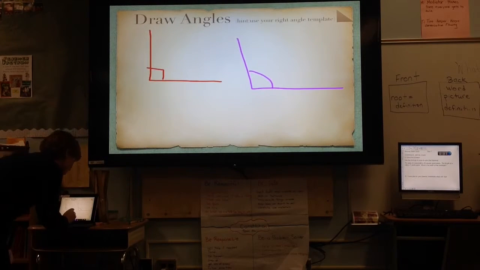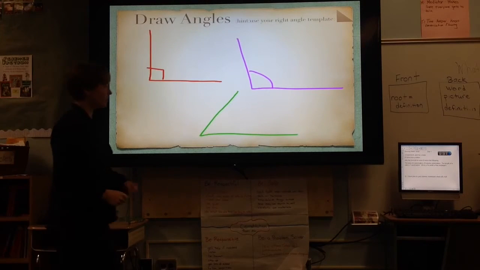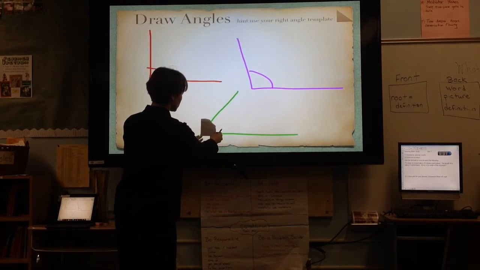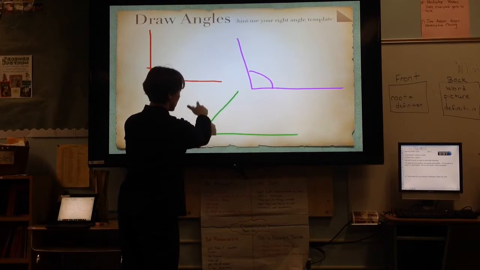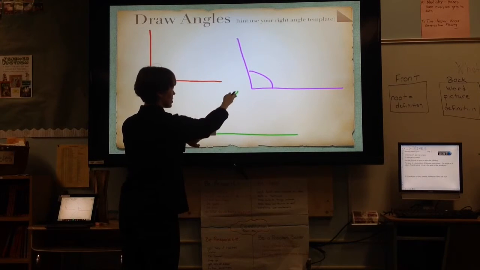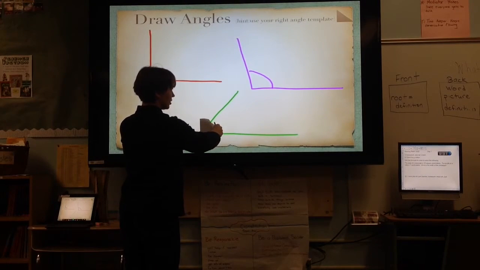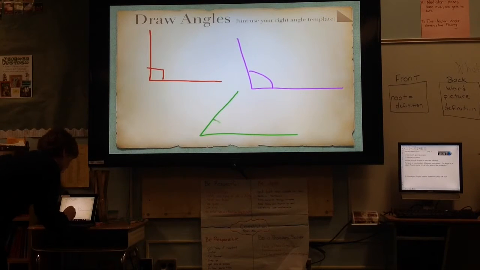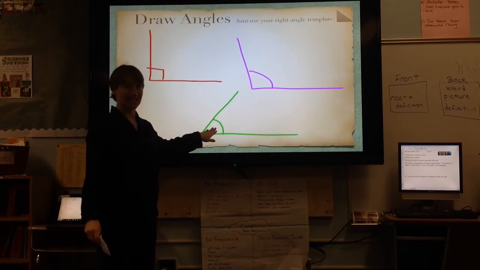Now, if I want to make an acute angle, I would aim in, because if I put my right angle template here, a right angle would go straight up and out. Well, it's less than a right angle, so it's acute, it's smaller. You got a smaller mouth, so it's acute angle. So that means it is less than 90 degrees.